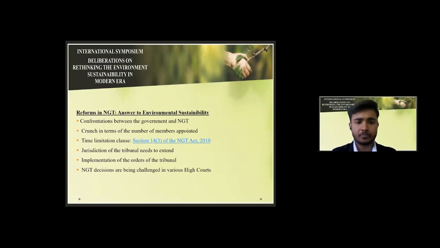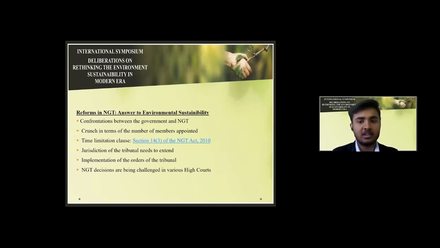The second issue is with the number of members appointed to the National Green Tribunal. The tribunal is working with only 7 members as opposed to a maximum limit of 10 members. And also, according to recent data, the regional benches of the tribunal have been vacant for 2 years and are now operating through video conferencing.